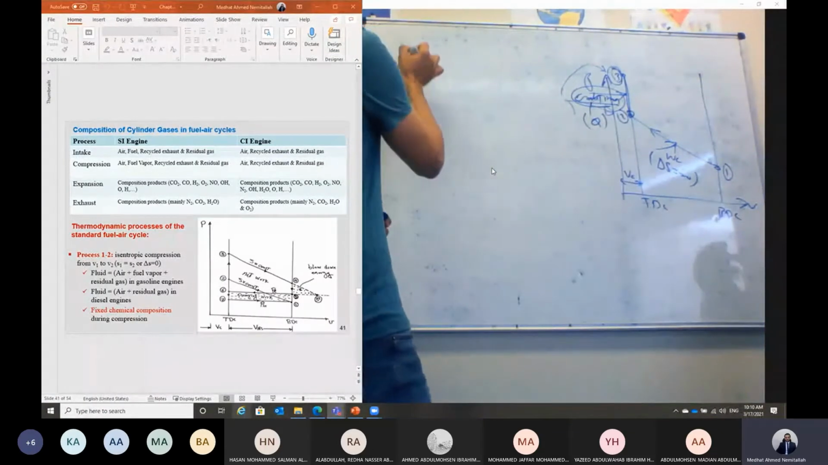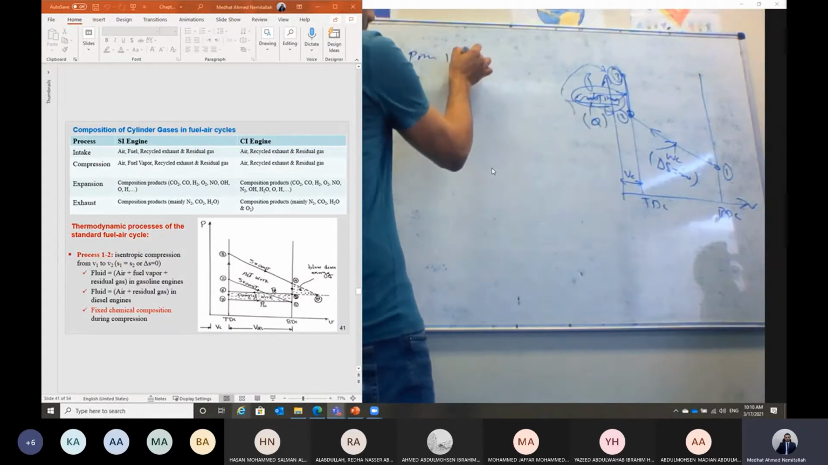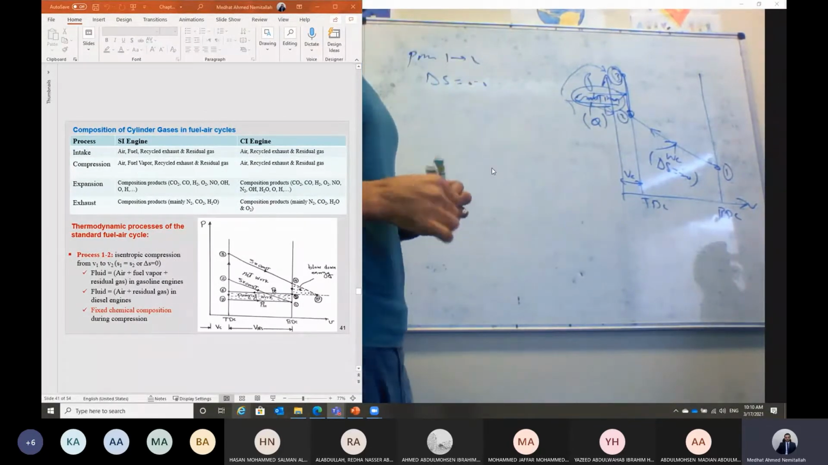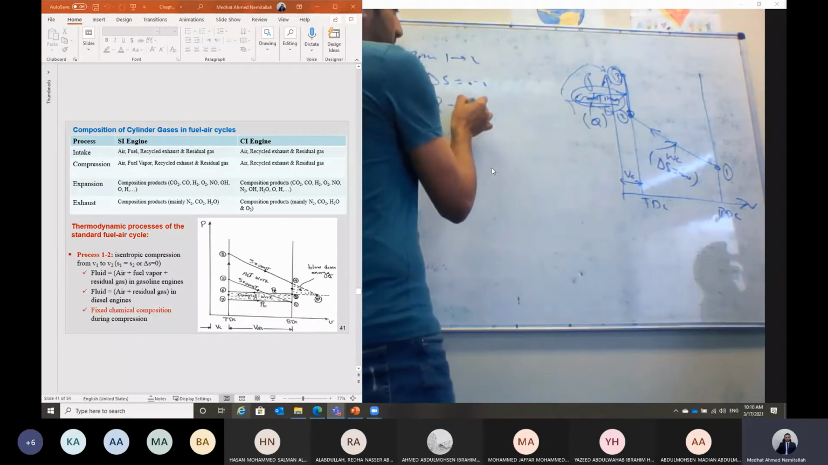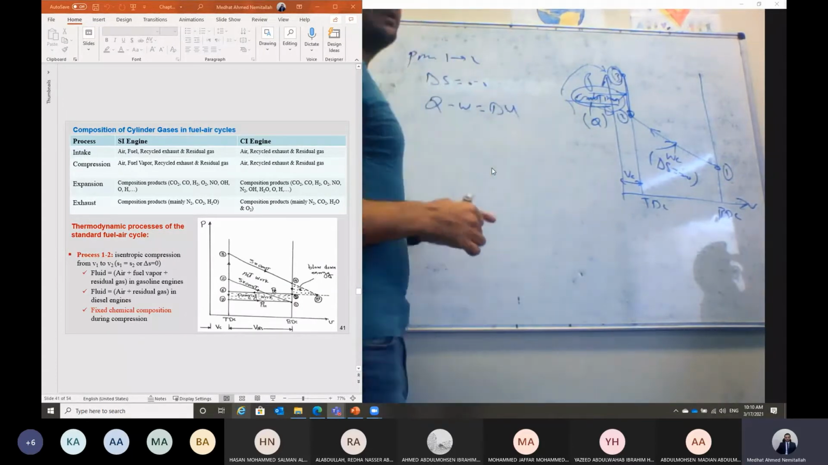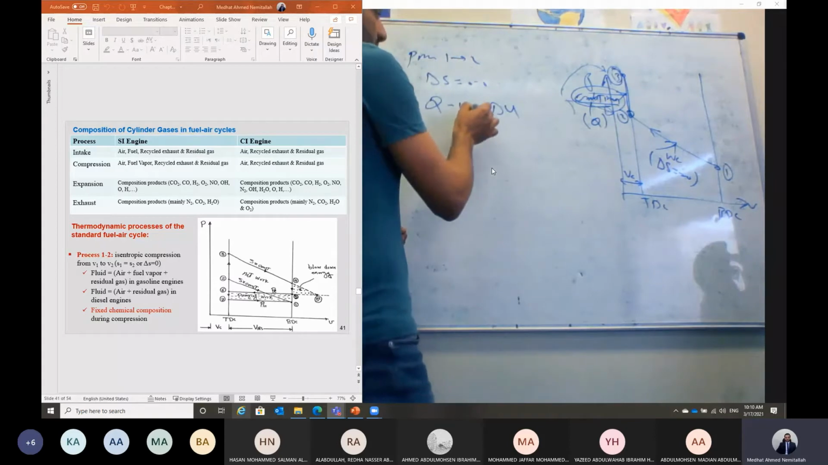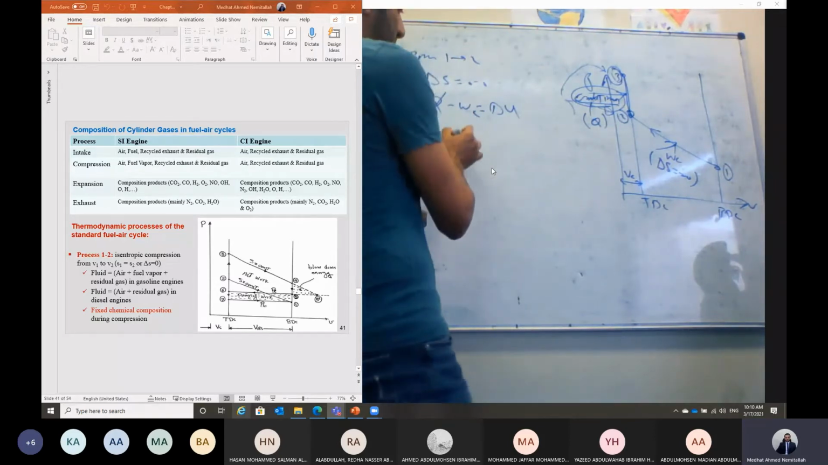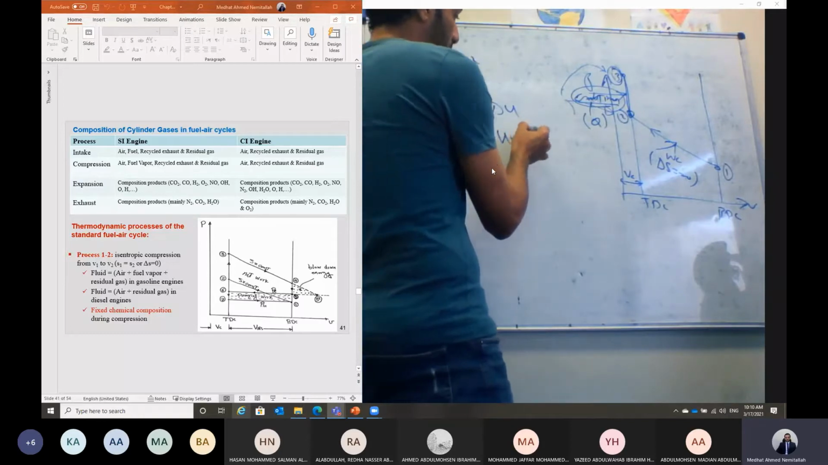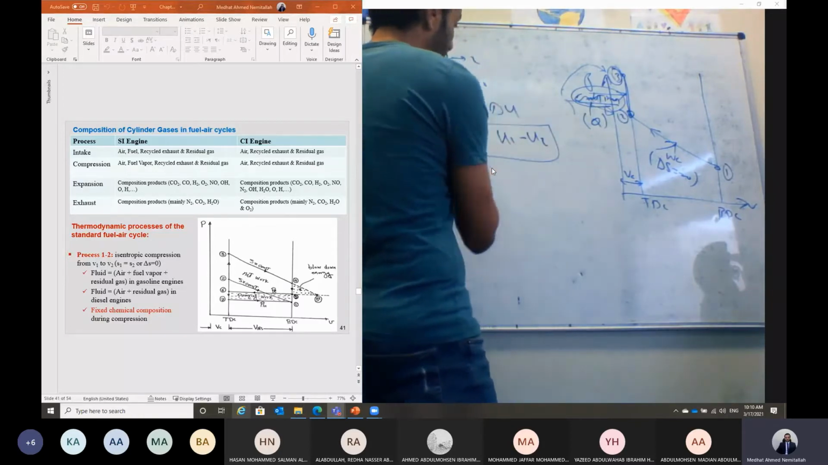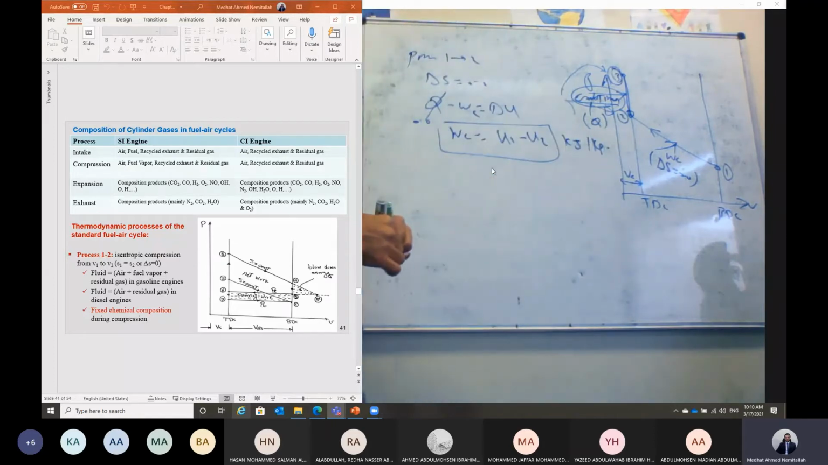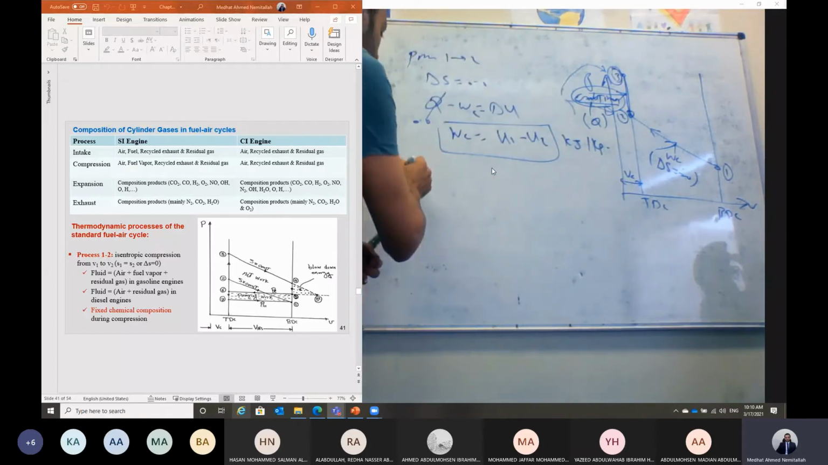Like for process from 1 to 2, we said this is isentropic compression, delta S is equal to 0. If you apply the first law, Q minus work equal to delta U. This is the compression work. We said all processes are adiabatic. Then we can say the compression work will equal U1 minus U2, kilojoule per kilogram.